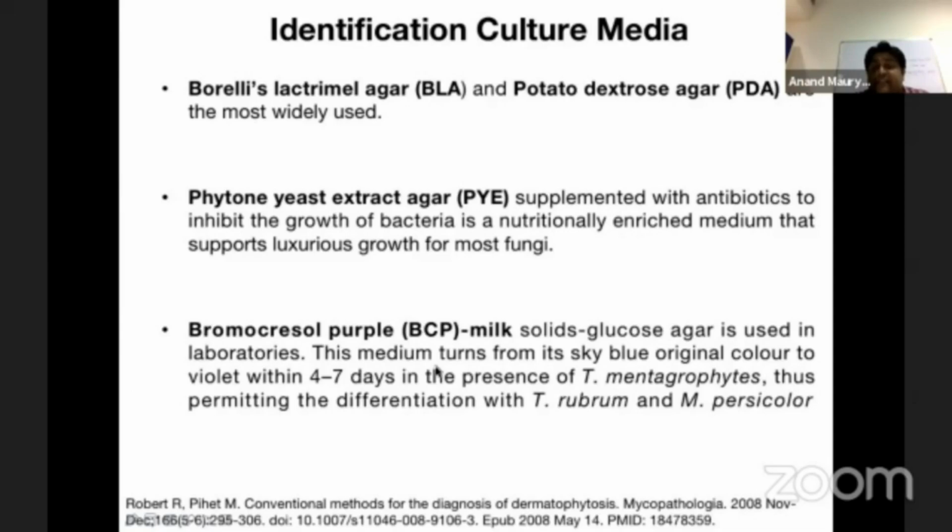In this medium, the color turns from sky blue to violet within seven days in the presence of T. mentagrophytes, and this permits differentiation between T. rubrum and T. mentagrophytes. So these are the important media generally used, also for identification as well as differentiation of the species.